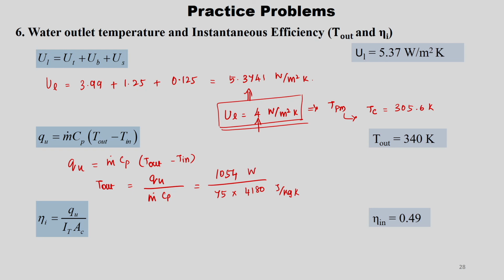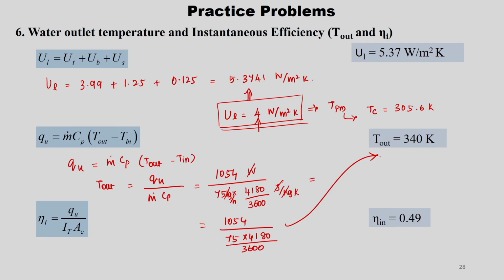So, we would require, this is kg per hour, so we need to divide it by 3600 to get into seconds, watts get cancelled and then T out would come in Kelvin. So, basically 1054 upon 75 into 4180 upon 3600, which is coming around 340 Kelvin.